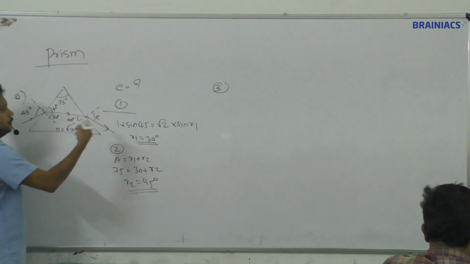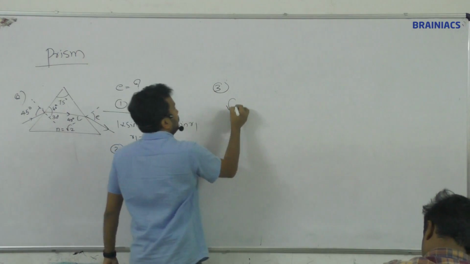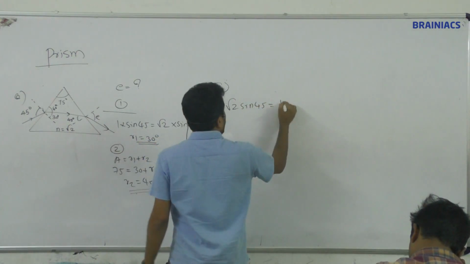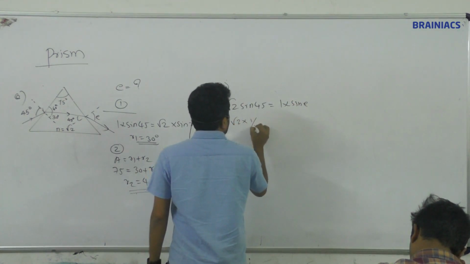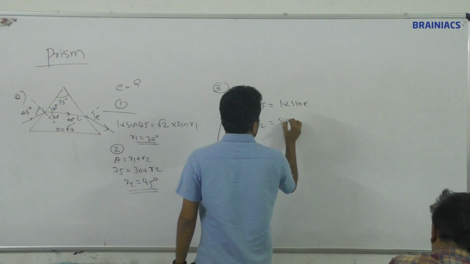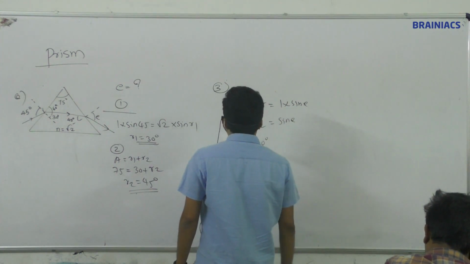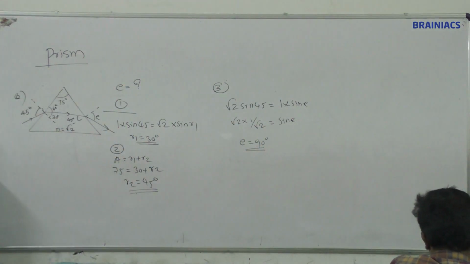Next I want the emergence. Emergence has to apply Snell's law again. Root 2 into sine 45 is equal to 1 into sine of E. Root 2 into 1 by root 2 gives sine E, so E is equal to 90 degrees. How is it 45?